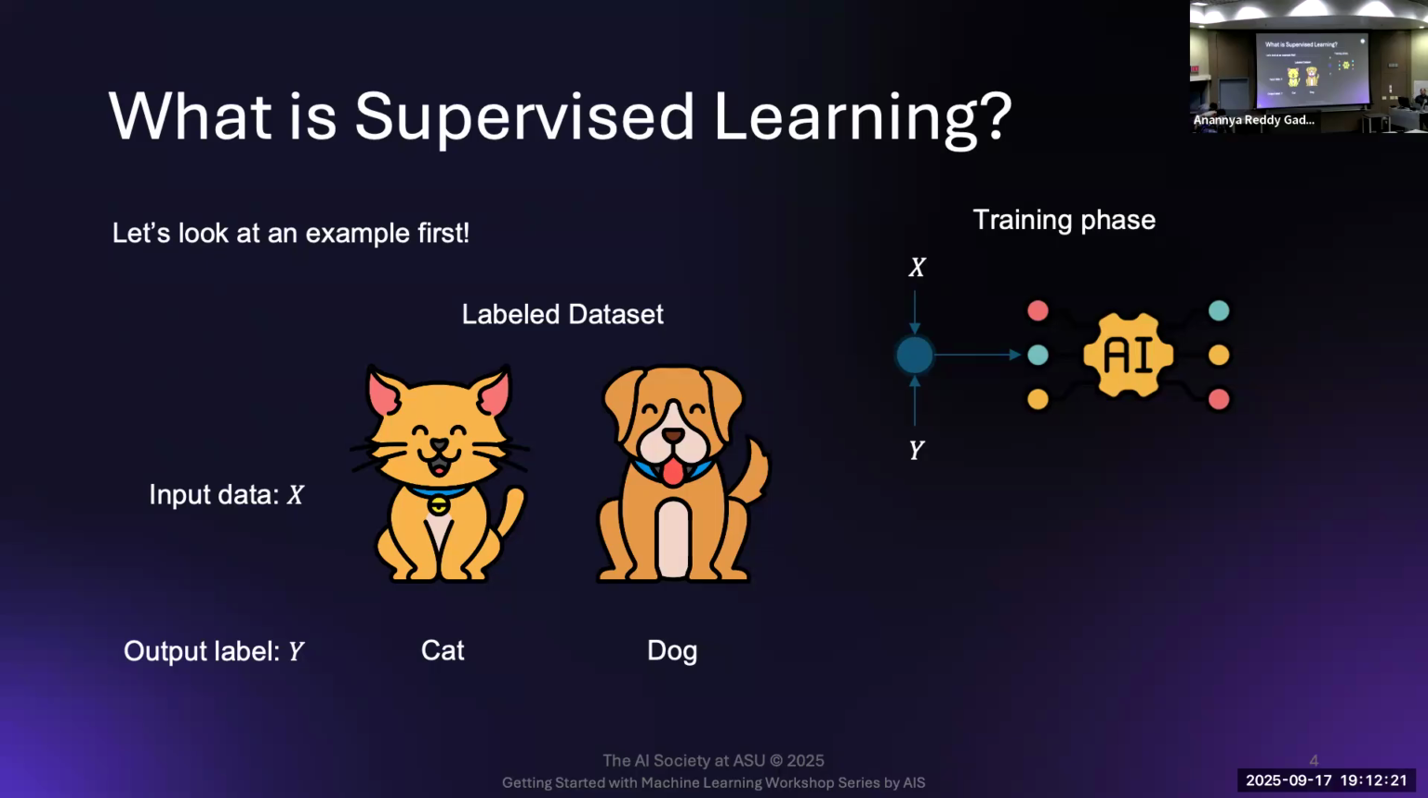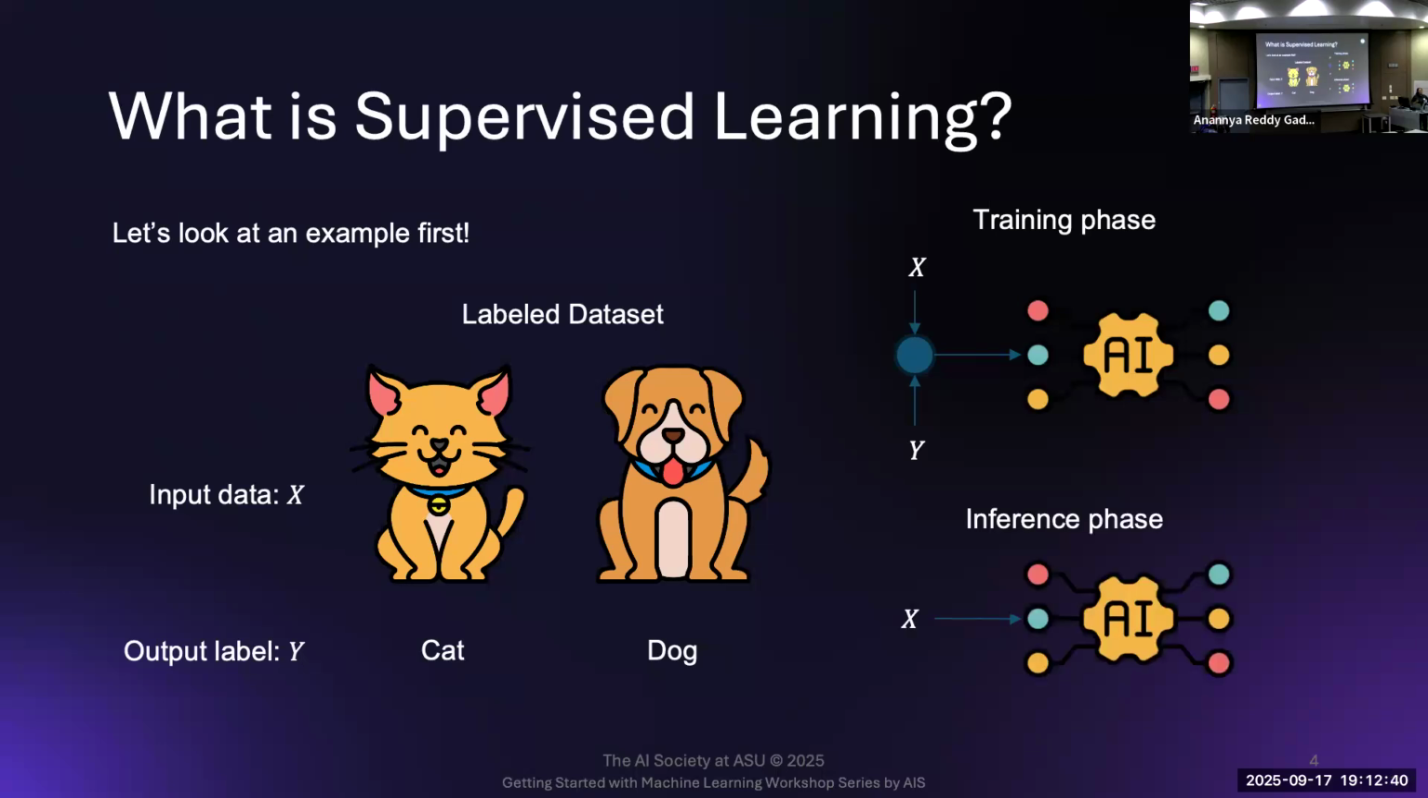So this is basically the training phase. The training phase is nothing but you feed X and Y, that is input and output labels, to the AI. It learns and it maps input X to output Y. So that's how it maps.